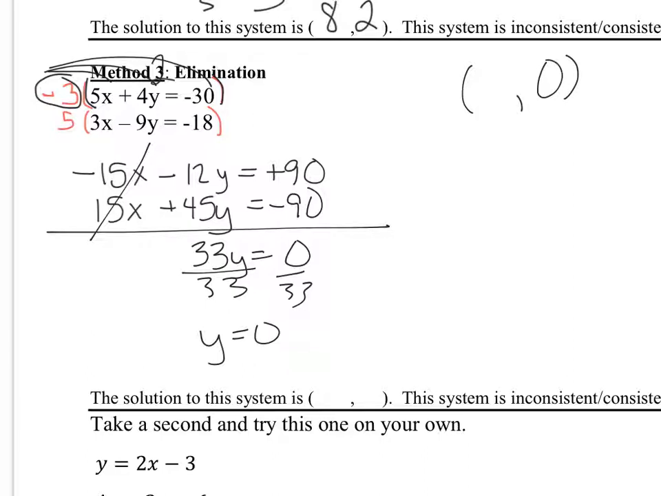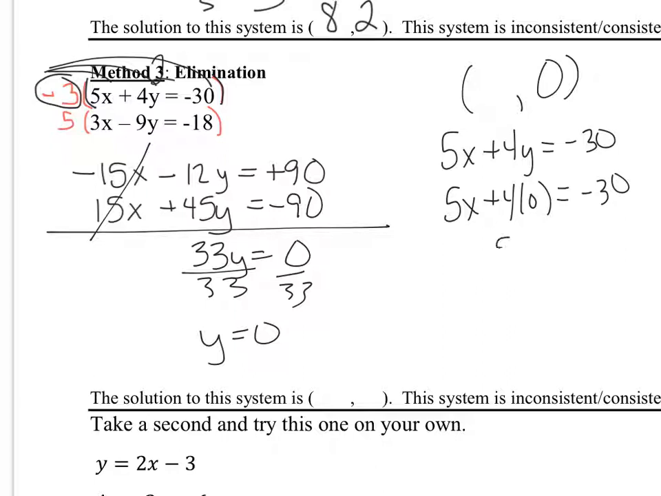So then I just take either one of the two originals. So there's the original. I'm going to plug 0 in for y, you know what I meant. And you get 5x equals negative 30, divide by 5, and x is negative 6. And so that is our solution there.